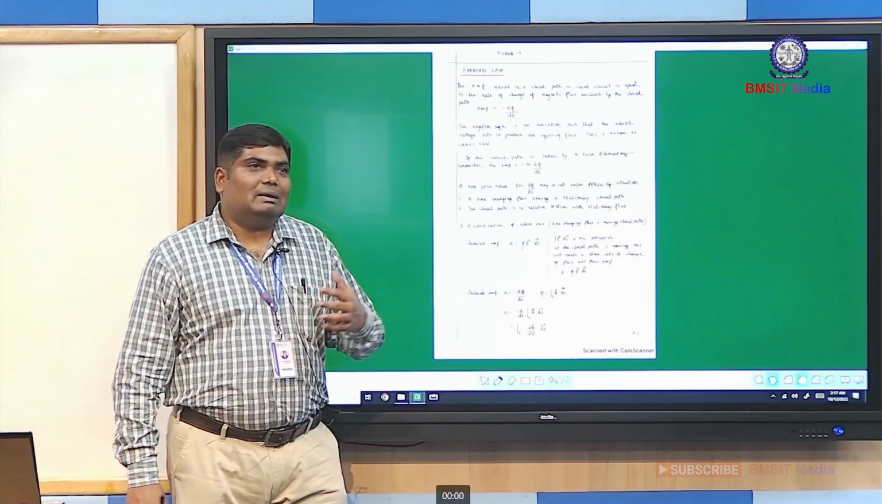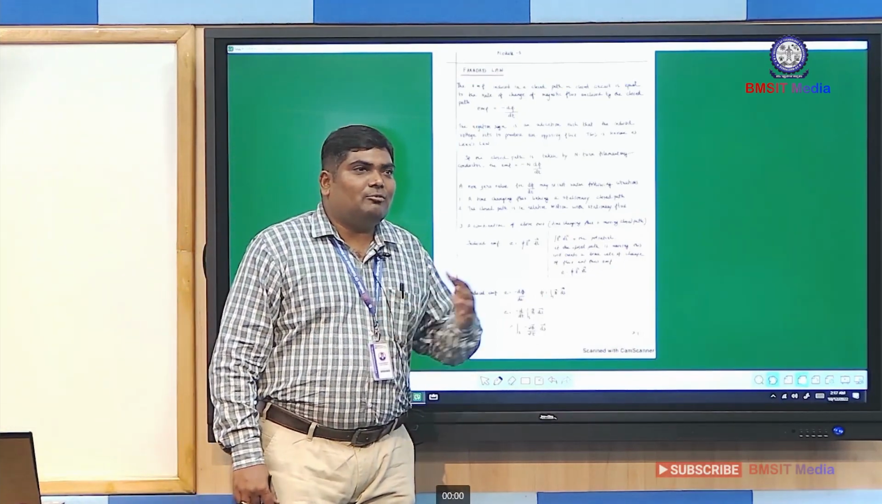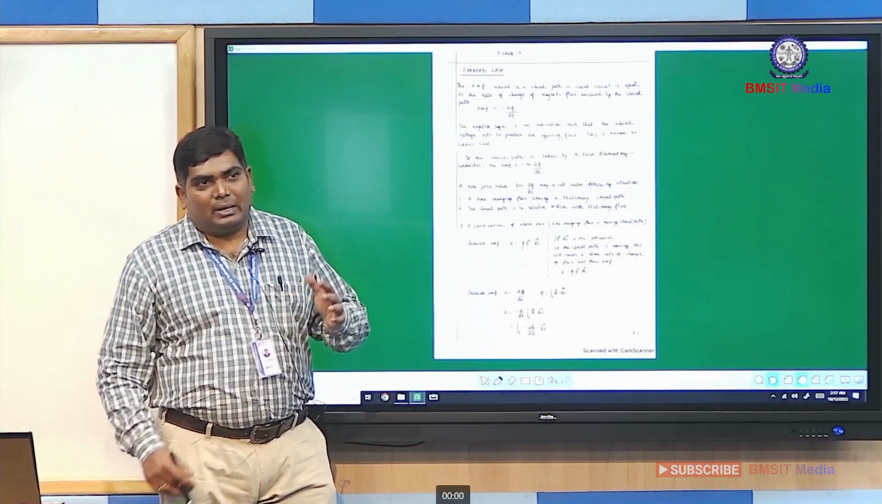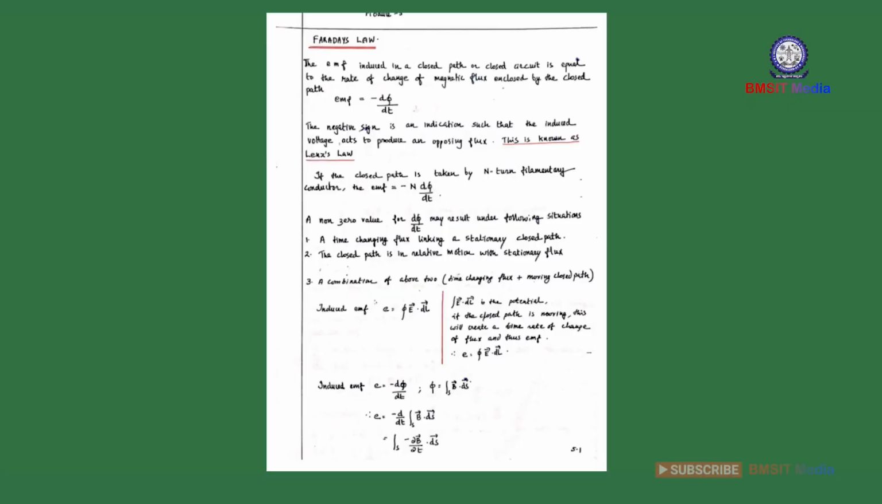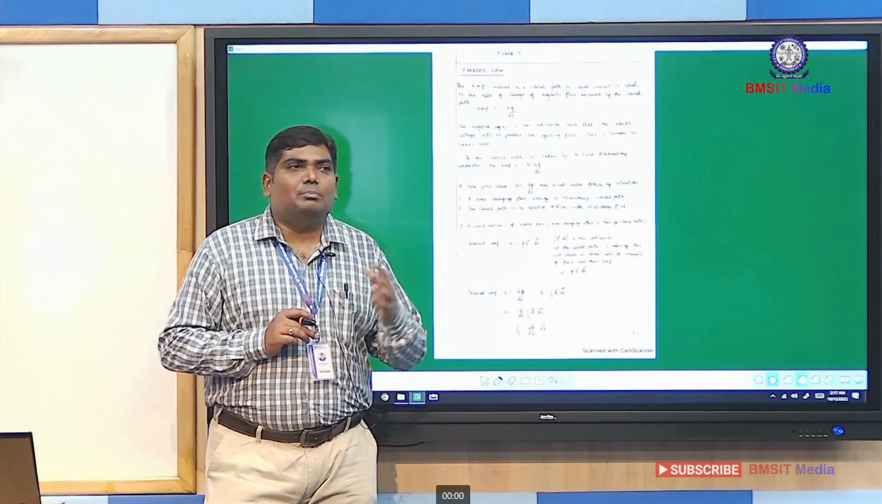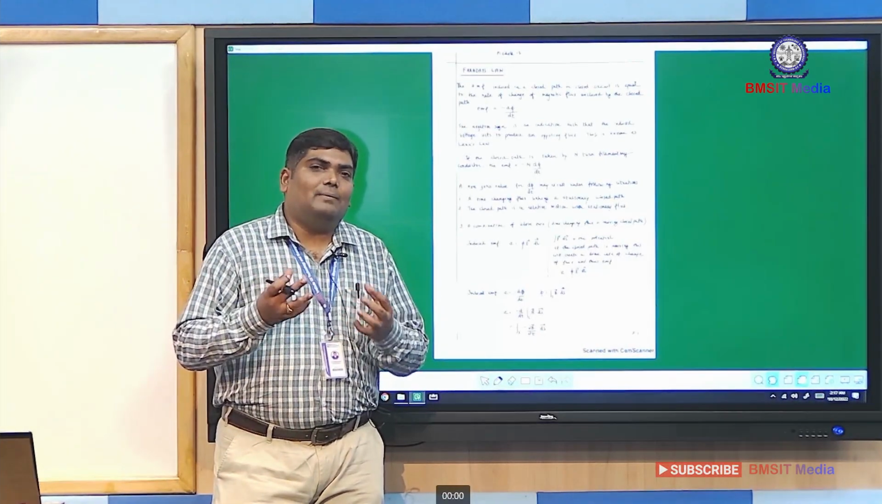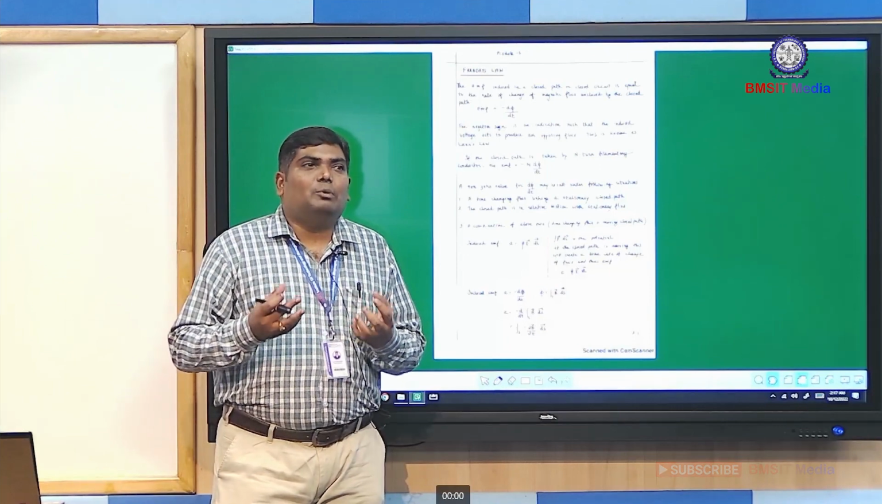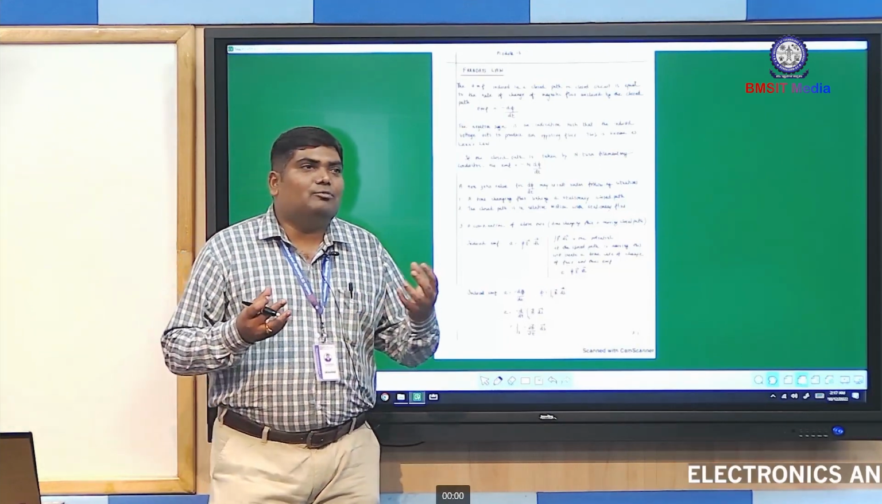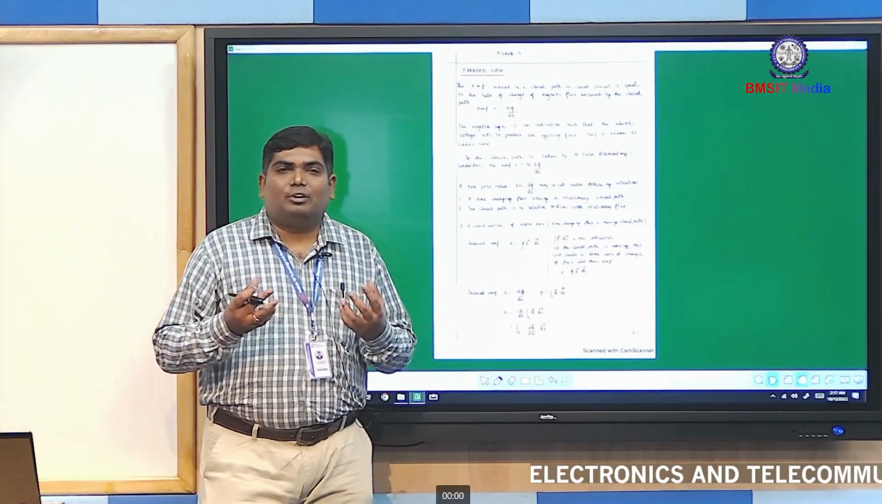But in a real-time scenario, instead of dealing with electrostatics and magnetostatics separately, how can a wave travel? For example, take mobile communication: from the base station, the mobile can receive a signal. How can the mobile receive a signal? In the form of a wave. The signal will be in the form of a wave.